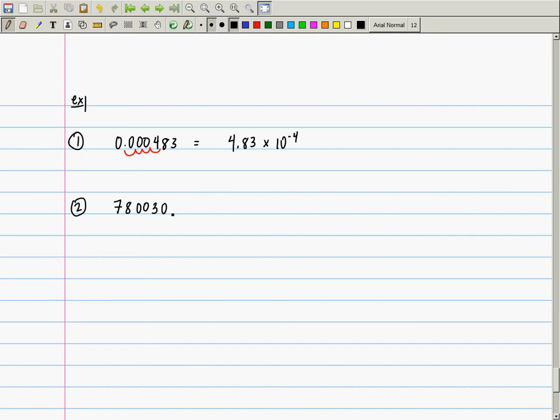So then, now, what is the correct number for the second problem? What is the correct number between 1 and 10? 7.8003. Right, and then how many places did I have to move the decimal? Right, 1, 2, 3, 4, 5. Okay, so then times 10 to the 5. Okay, so any question about these?